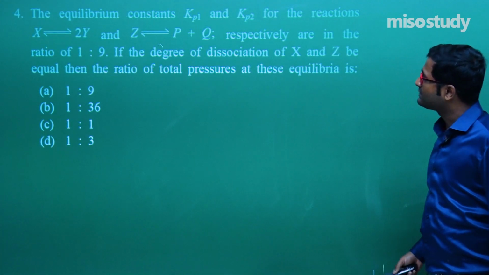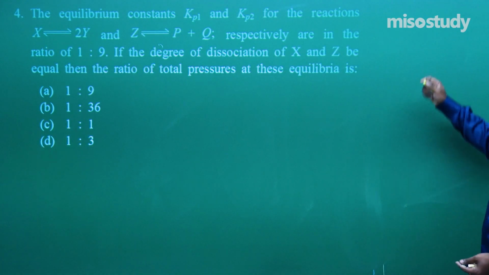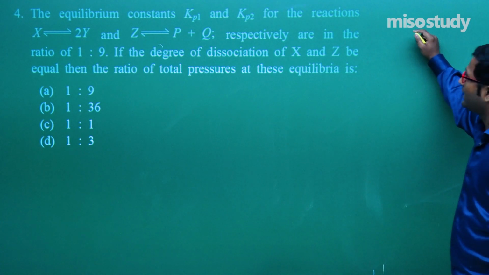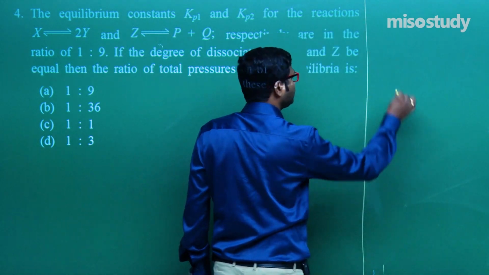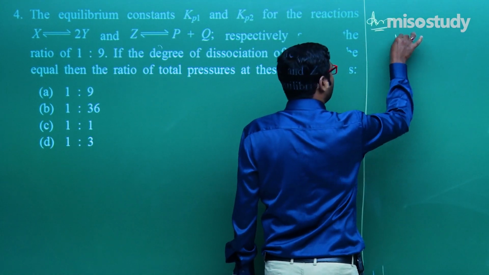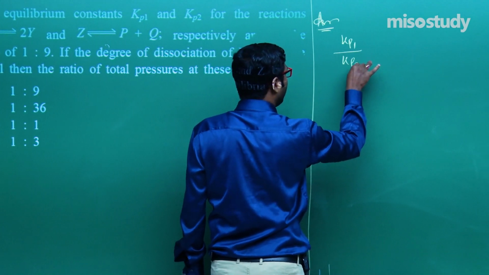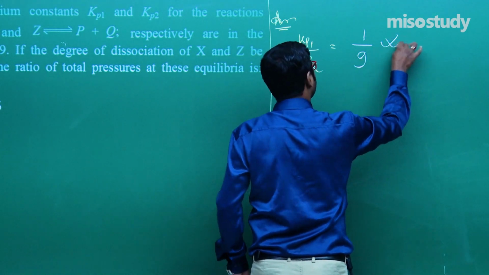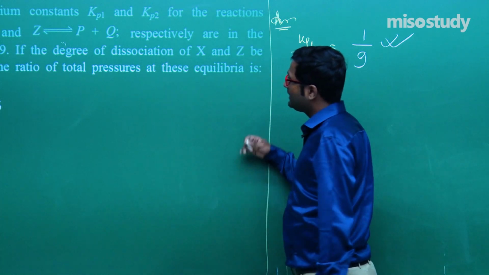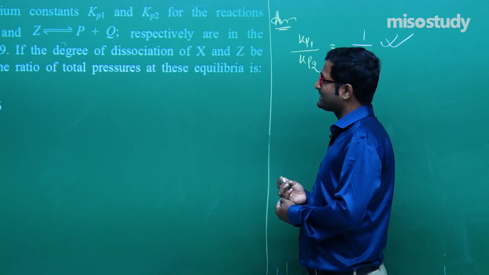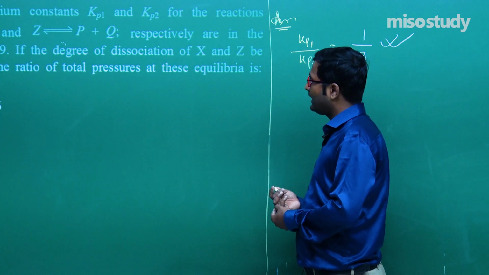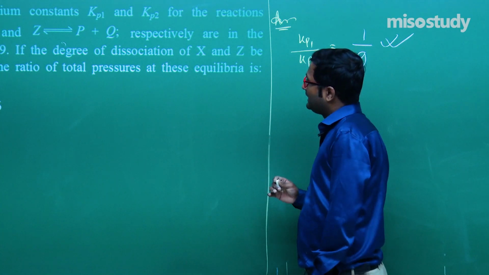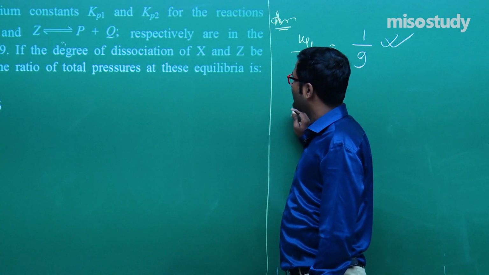Now let's move to the next part of the question. Look at the equilibrium constants for the reactions, which are respectively in the ratio Kp1 upon Kp2. It is given as 1 upon 9, according to the question. Now what is given here? If the degree of dissociation of X and Z be equal, then find the ratio of the total pressure at this equilibrium.